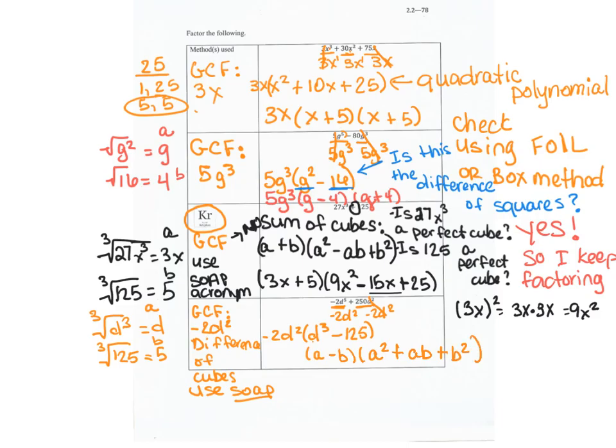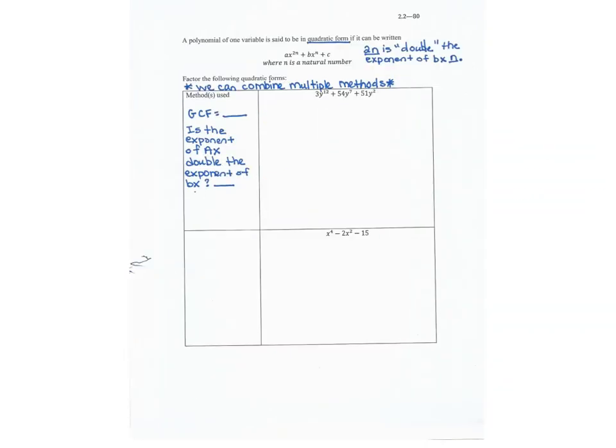So SOAP: same sign goes in my first binomial. I had a minus sign in my original, so minus sign here. Opposite means my second sign is opposite of my first. These are more quadratic form polynomials, just they don't look like quadratic form polynomials at the very beginning.